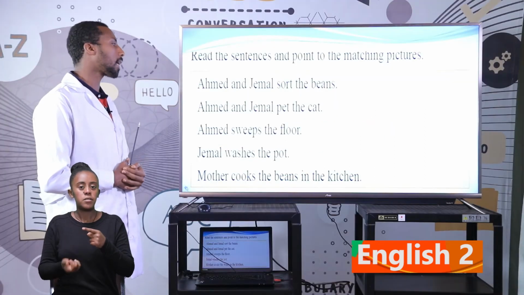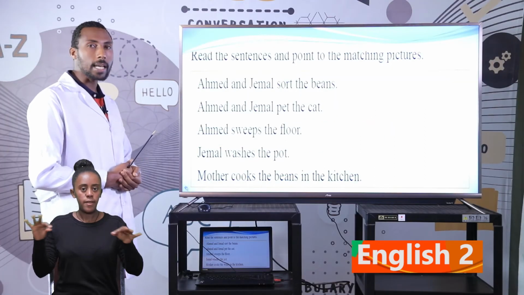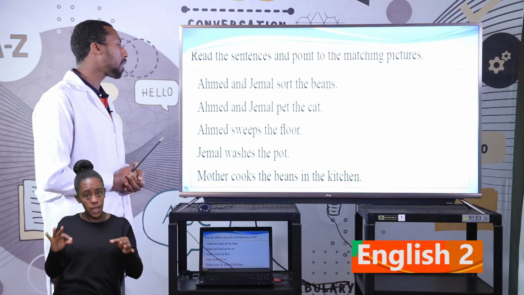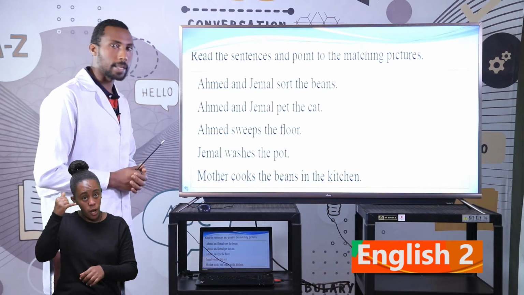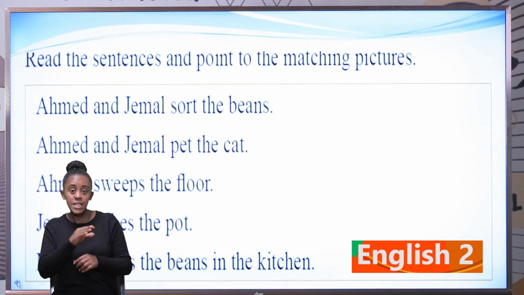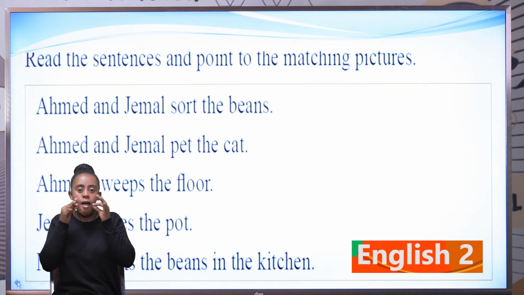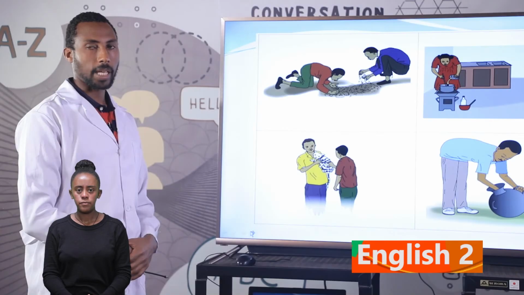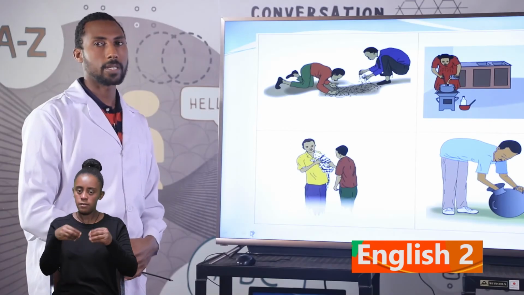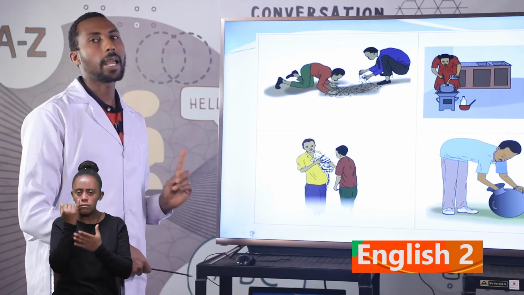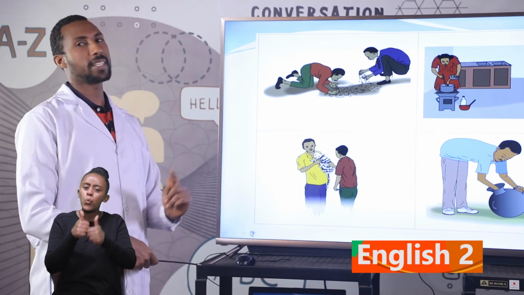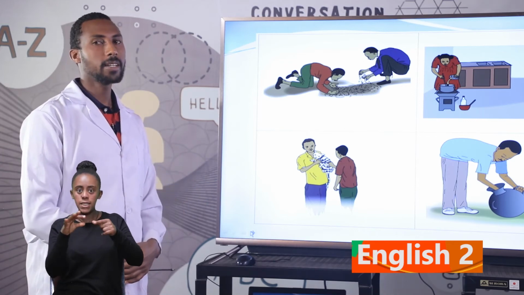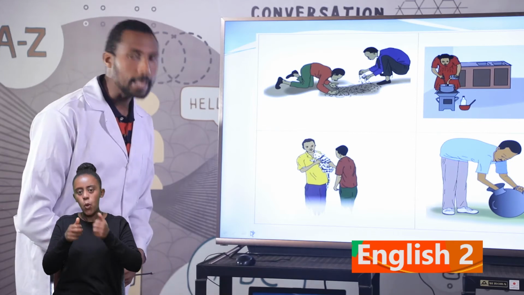Let us go to the second sentence. The second sentence says, Ahmed and Jamal pet the cat. Okay, let me show you the picture. I give you 10 seconds for this question, students. Look at the picture, and which picture describes the second sentence?